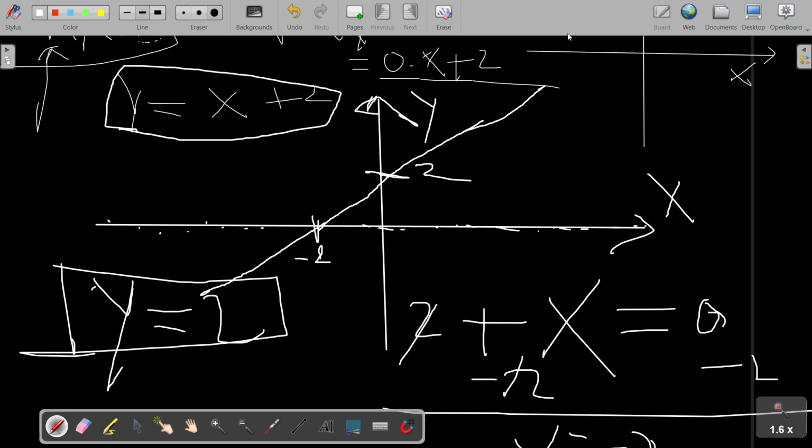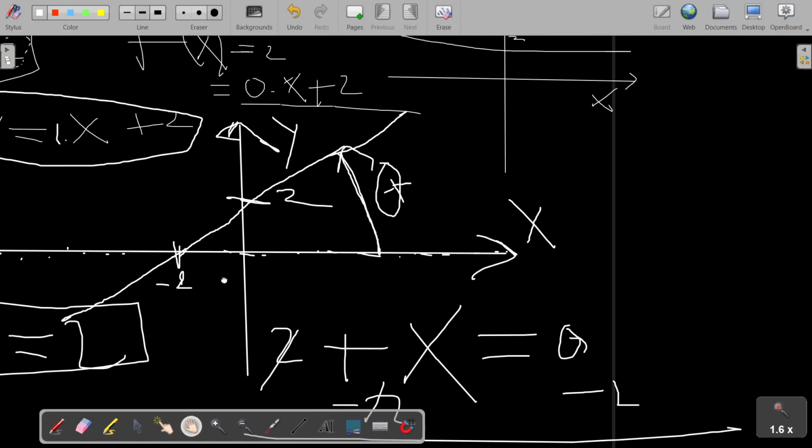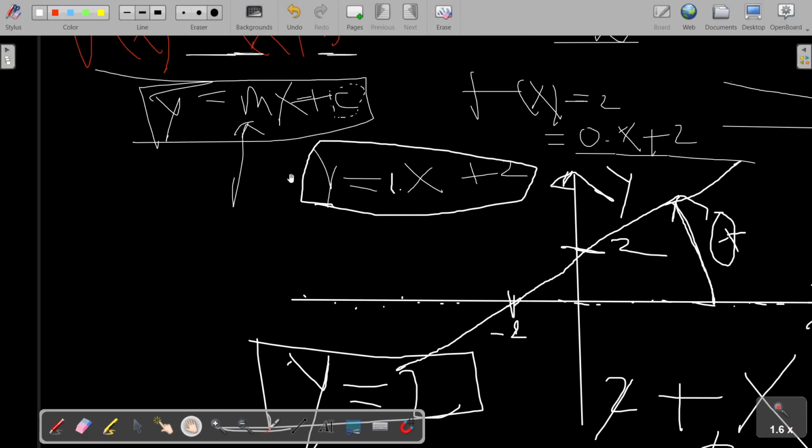And yes, the slope is positive. One more thing: if a straight line makes an acute angle with the positive x-axis, then its slope will be positive. So we can see that its slope is 1. This is 1 times x plus 2. Slope is positive 1. So this makes an acute angle. Acute angle means less than 90 degrees. So this is how we plot a straight line.